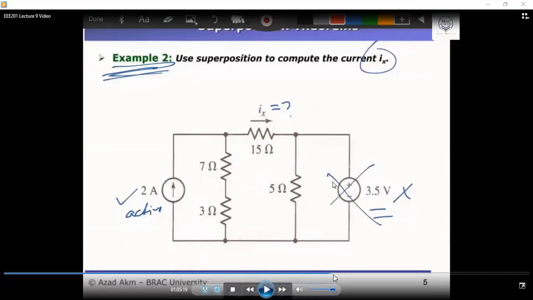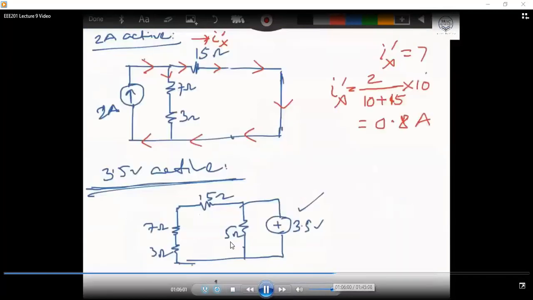You look at it. And ix double prime, remember. This is okay. The circuit looks like this. This is the 3.5 volt source and this is the current source. This one is open, current source gone. So this 7 and 3 is a 10, and this is 15, and this is 5. So this is the 3.5 volt source.